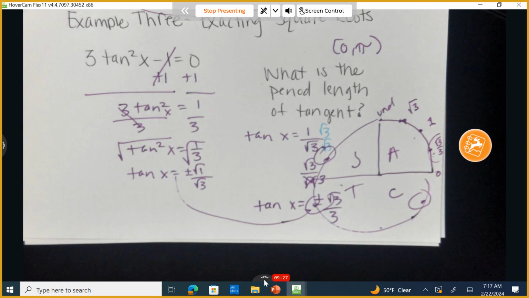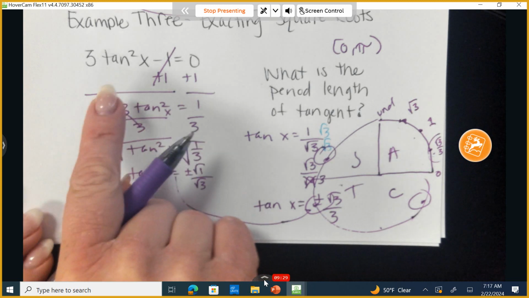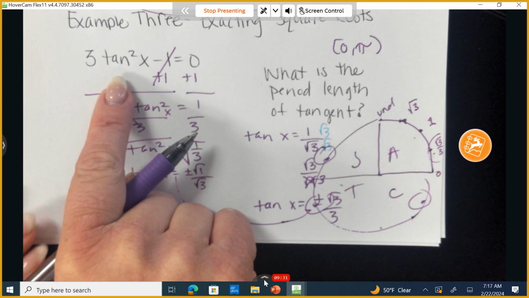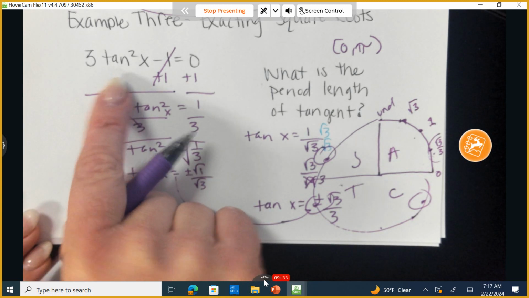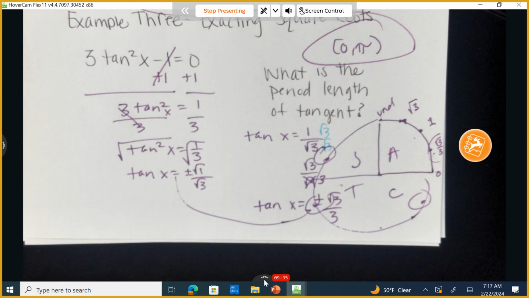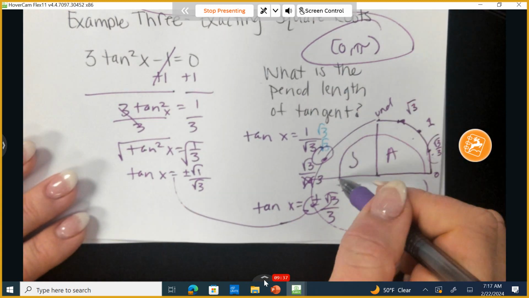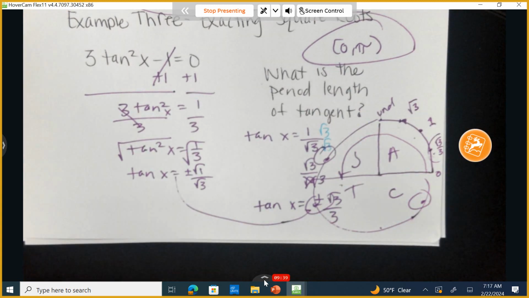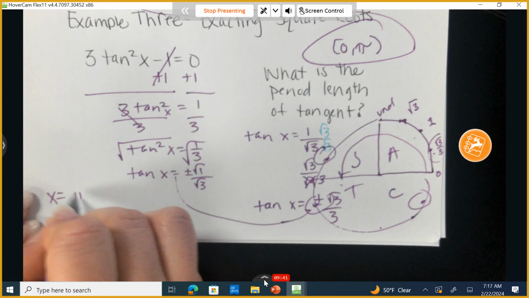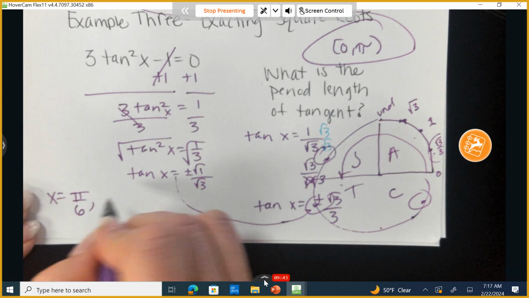The problem is you are forgetting that we are working with tangent. And what is the period length for tangent? It's 1 pi. So only between 0 to 1 pi, where do I find the solutions? At pi over 6, awesome. And where else? And 5 pi over 6.